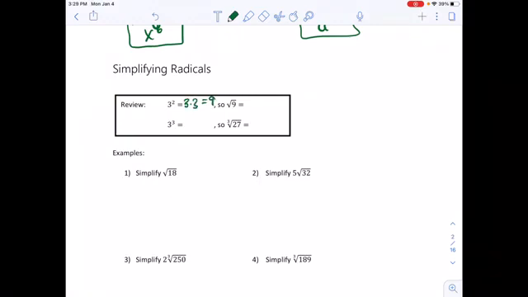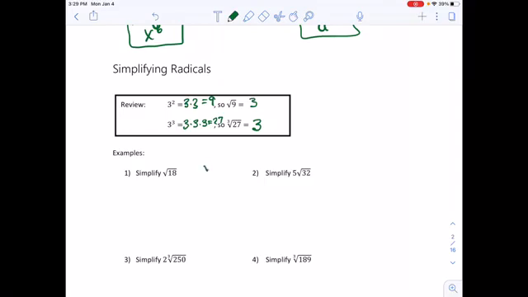So the square root of 9, just what times itself 2 times equals 9? Well, we know that's 3. Similarly, the cubed root of 3 is just 3 multiplied by itself 3 times. That's 27. So the number multiplied by itself 3 times that equals 27, the cubed root of 27, is also just 3.